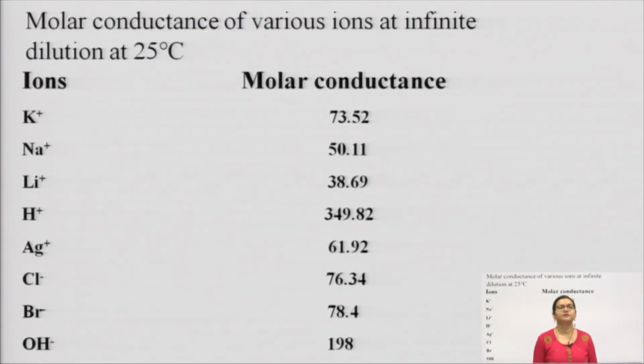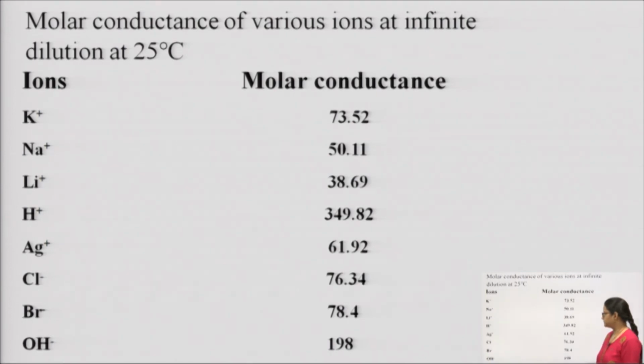Moving ahead, as you can see there, this is the molar conductance of various ions at room temperature: for potassium, sodium, lithium, hydrogen, silver, chloride, bromide and hydroxyl, and this is the molar conductance for them.